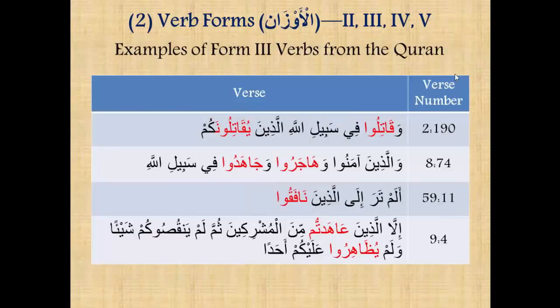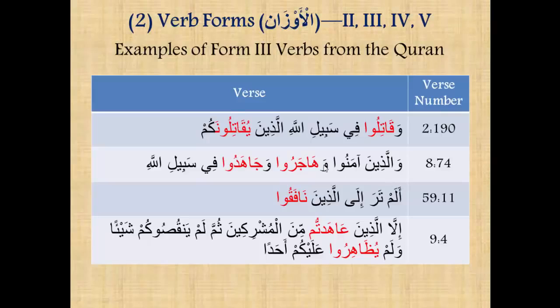Examples of Form 3 verbs taken from the Quran. In Surah Al-Baqarah, وَقَاتِلُوا فِي سَبِيلِ اللَّهِ الَّذِينَ يُقَاتِلُونَكُمْ. Here we have two instances of the verb قَاتَلَ. The first one is actually a fi'l amr, a command. And then here we have يُقَاتِلُونَ fi'l مضارع مرفوع. قَاتَلَ فَاعَلَ. يُقَاتِلُ يُفَاعِلُ. Form 3. Now pay attention to the alif sound.